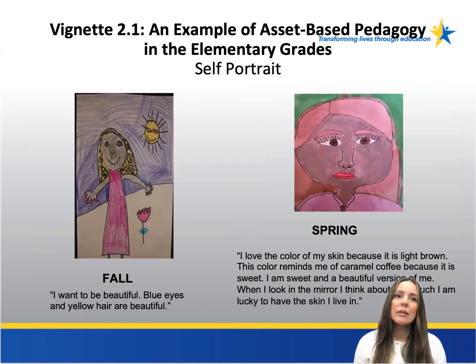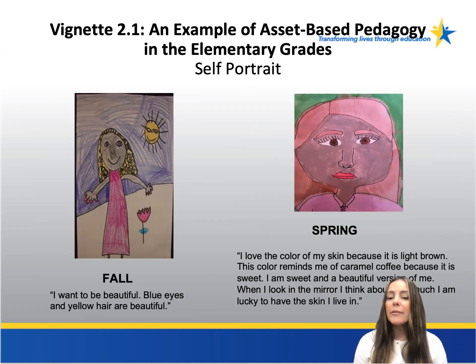This example shows the importance of affirming students and helping them see the assets and the beauty of their language, their identity, their culture. Here you see an example of a student when she starts in the fall and her perception of what she looks like and what she believes is beautiful. I want to be beautiful. Blue eyes and yellow hair are beautiful. And then you can see that there had to be some sense of support from her school and her teacher to get her from the fall to the spring.